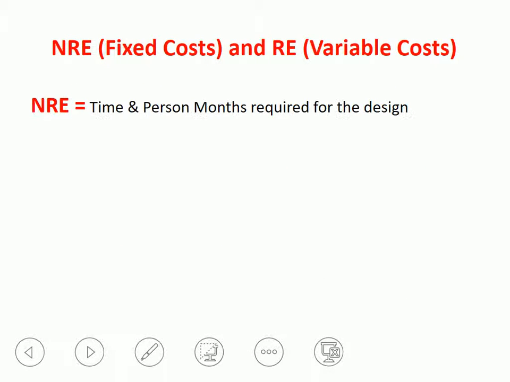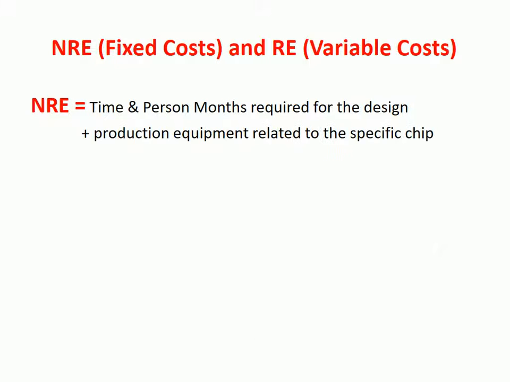There are other additional things that we should consider. Let's consider the categories of costs. We have among the non-recurring costs mainly the time and person months required for the design. So there are some salaries to pay of all the people involved with the design, and those costs are independent of the number of chips that will be sold. Of course, they are fixed costs. And then there is the production equipment related to the specific chips. If we consider a so-called integrated device manufacturer, which is a company that designs the chips and fabricates them, of course, there's the production equipment, the fab, which has to be put in place independently of the number of chips.